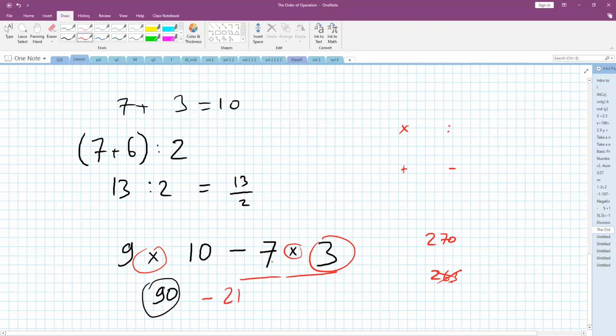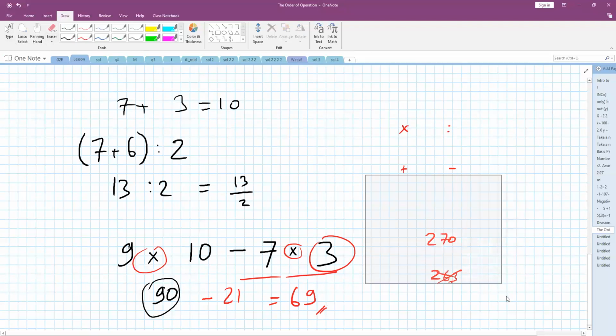But in this case, the order in which they are represented is more important. So we have to multiply this 3 and minus 7, which gives us minus 21, right? Yeah. And then you subtract: 90 minus 21. So you subtract negative 21 from 90. Yeah, so that gives you 69. Okay. So look, this is actually quite interesting.